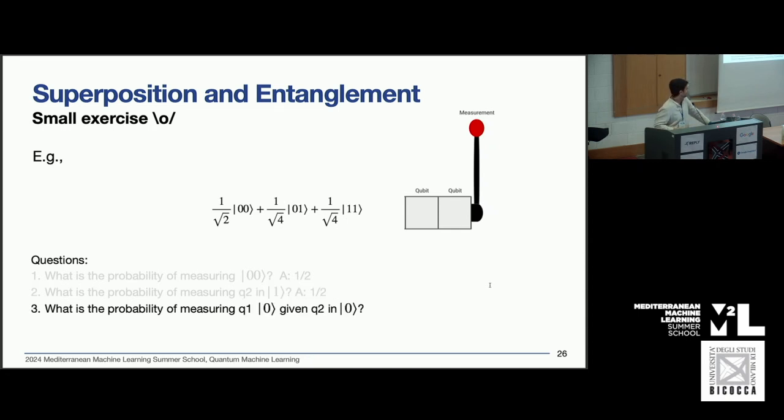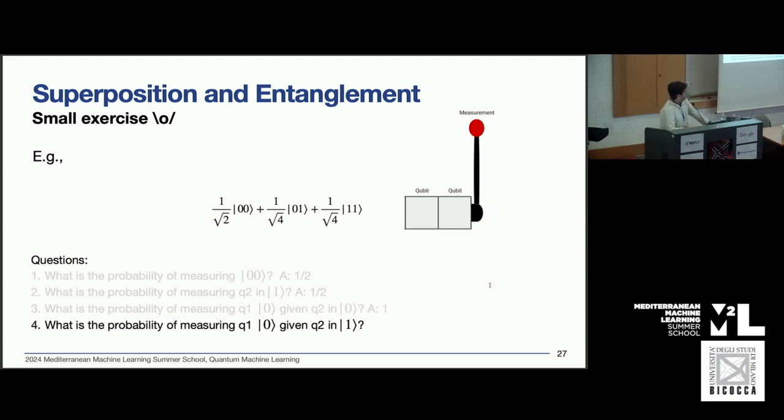Okay, cool. So now, what is the probability of measuring the first qubit in the state 0, given that you measured the second, and it was 0? So you only measured the second qubit, and you found a 0, but you still didn't measure the first one. Yes, it's 1, correct, right? Because you couldn't have anything else.